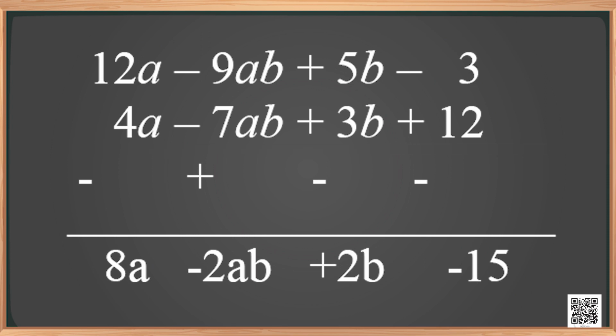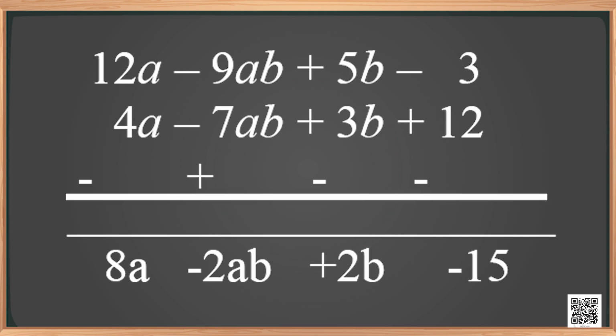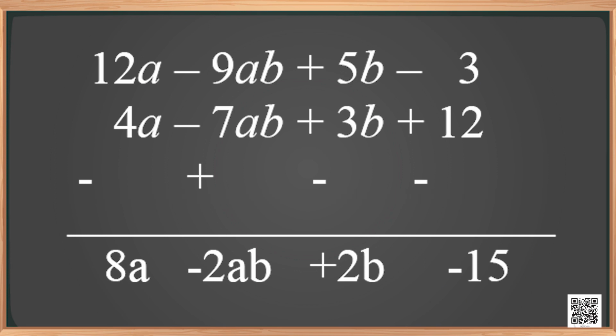We know that subtracting a number is nothing but adding its additive inverse. So, while subtracting an expression, we write the additive inverse symbol in front of each term of the second expression and then add them to the like terms of the first expression. So, you get the result as 8a minus 2ab plus 2b minus 15.